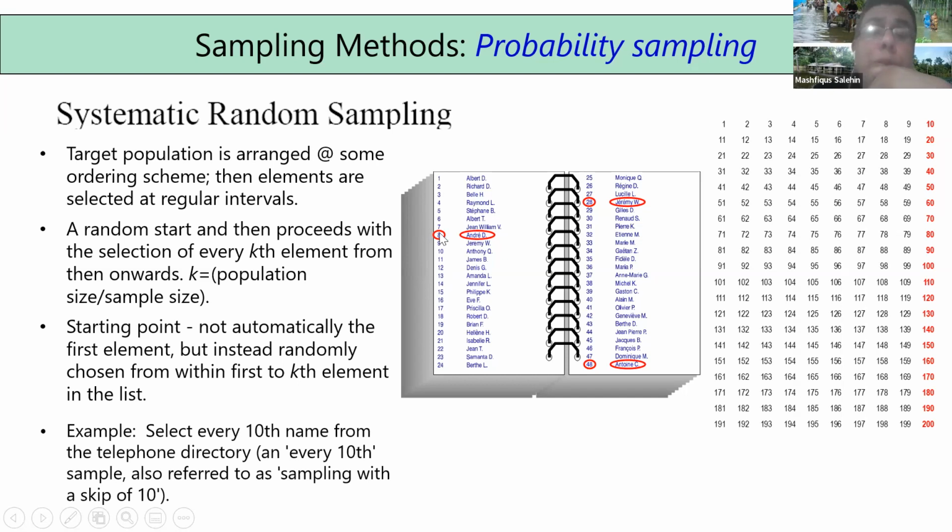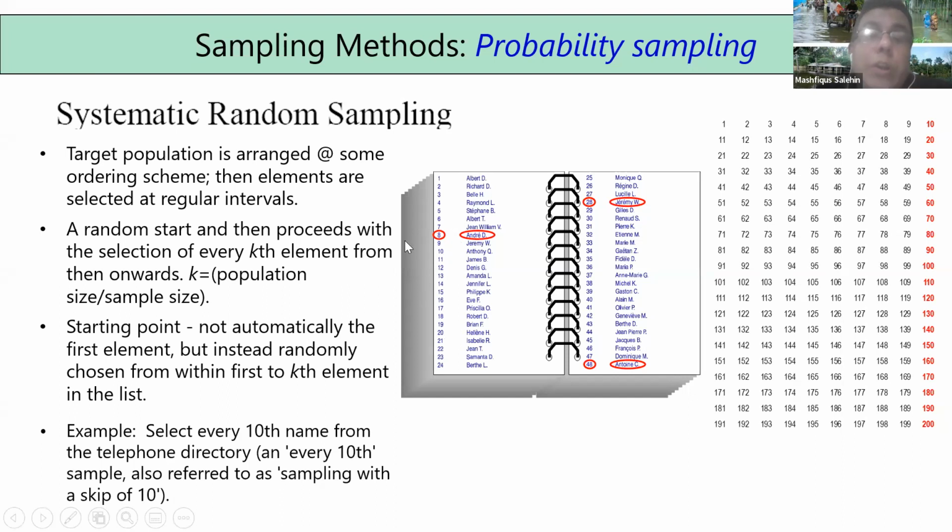So your sample would be this 8th element, and then the 18th, 28th, 38th and so on. The thing is, when you first select your first element, that also needs to be based on random sampling. So how do you do it? You basically use the same process that I just described. You can put the numbers from 1 to 30 in a hat, and then randomly pick one number and start from there.